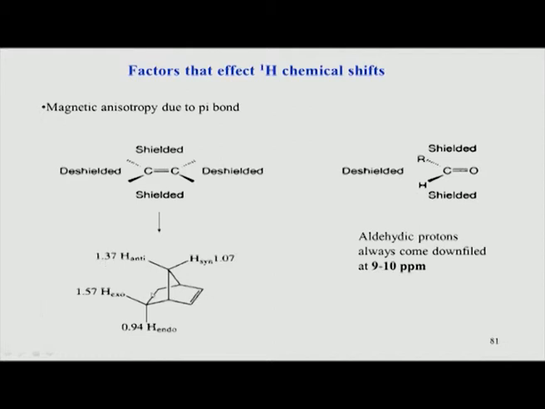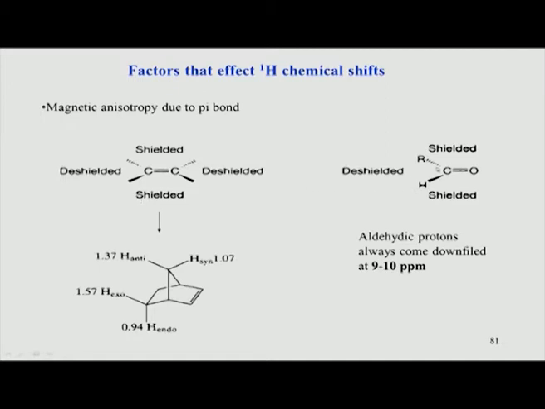Now, like in the previous slide where we saw equatorial and axial, here also if I go to this side, that is the equatorial, it is downfield shifted compared to the endo hydrogen, which is in the axial position and is upfield shifted. This is how we can figure out why a particular hydrogen atom is upfield or downfield, depending on the structure of the molecule. So you see the structure plays a very important role in determining the chemical shift value.